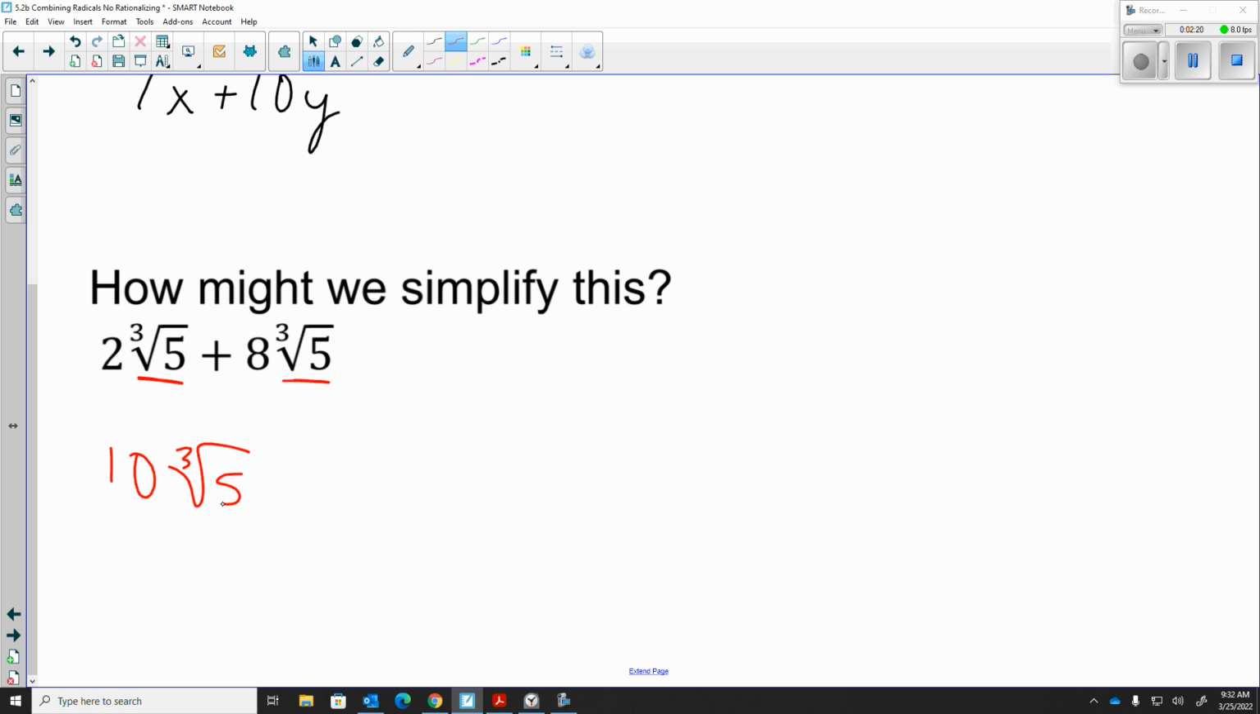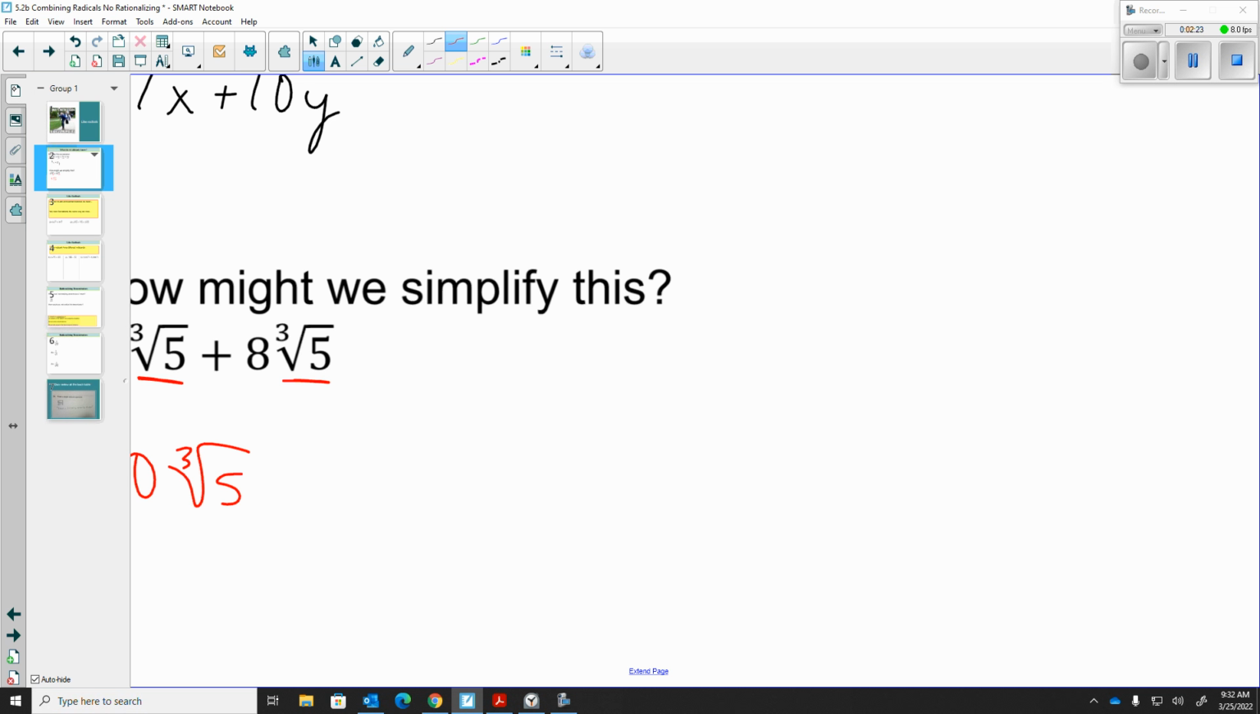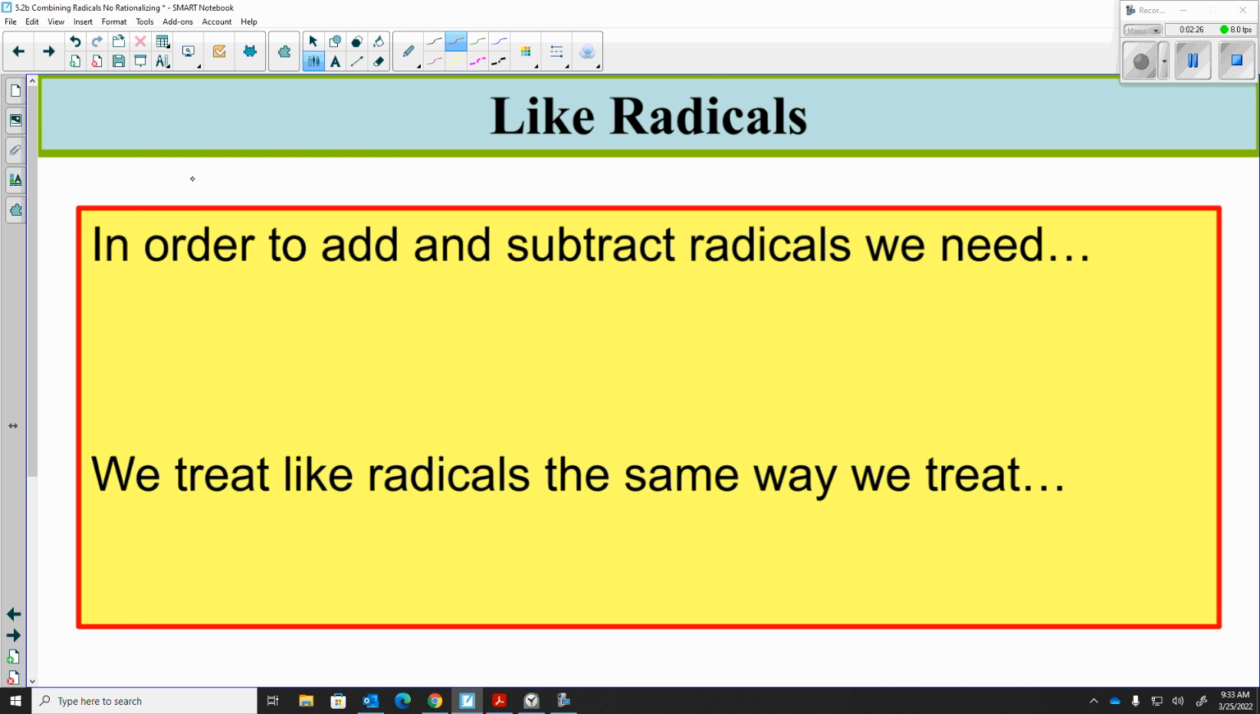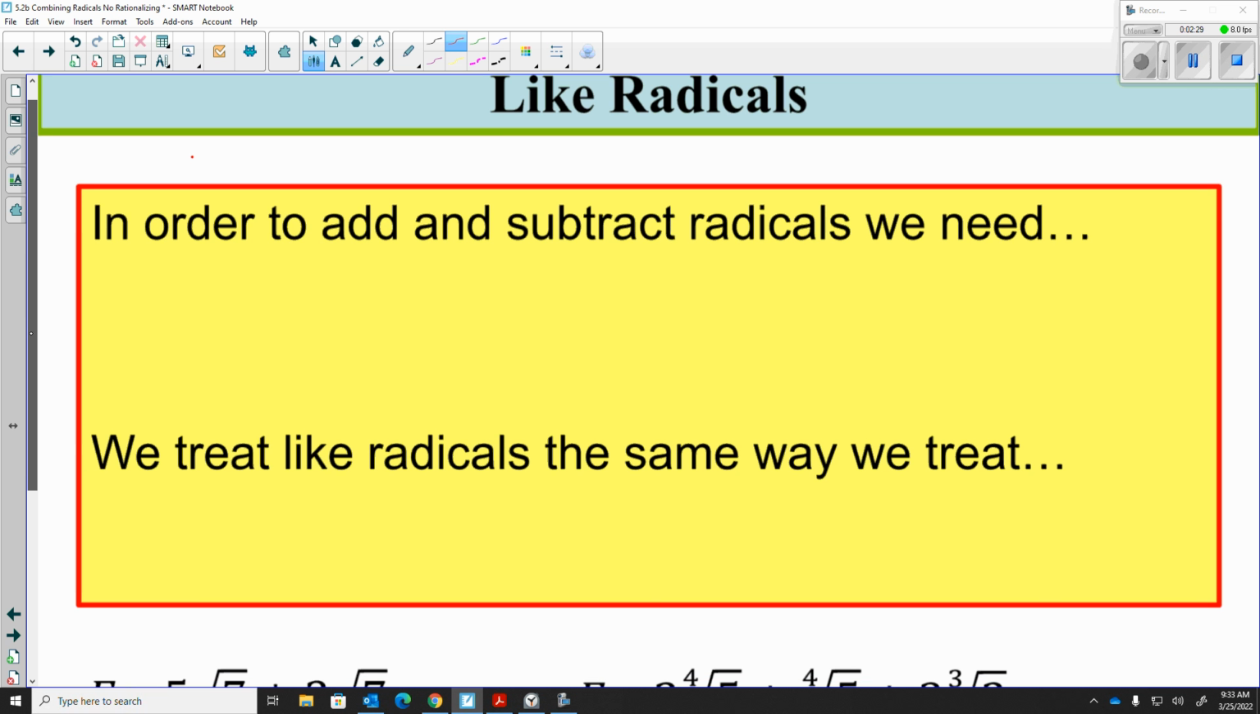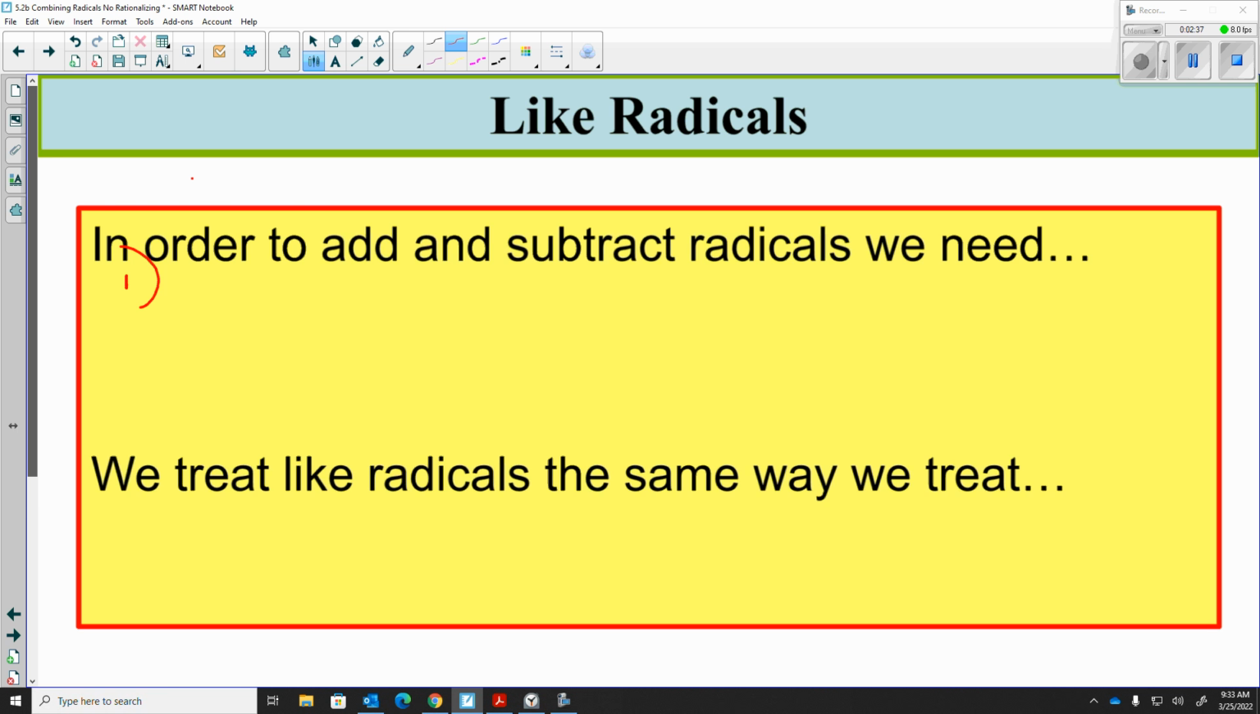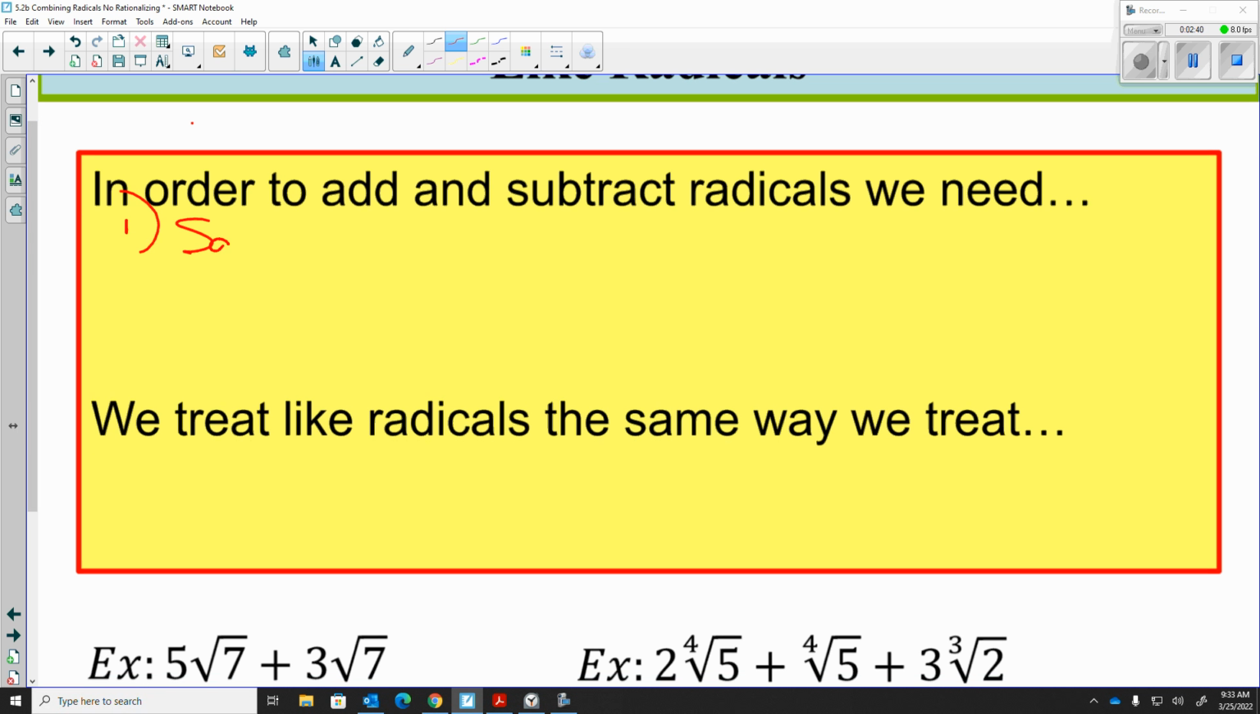So let me give you the kind of the official rules here. In order to add and subtract radicals, we need 2 things. We need the same index. So remember, that's the same type of root. So like a cube root or a square root or whatever, you need the same index. And then you also need the same radicand, which is the fancy smart person word for the number on the inside of the root. So say number inside.